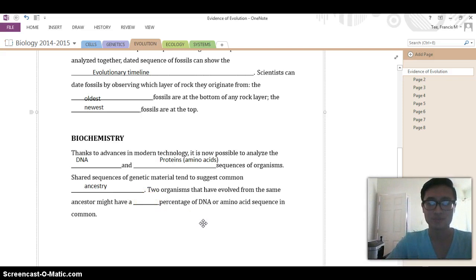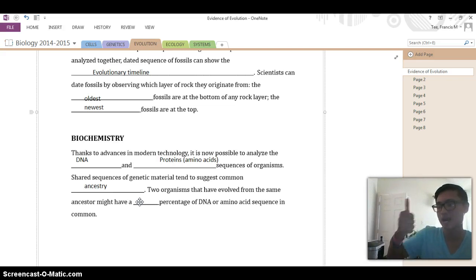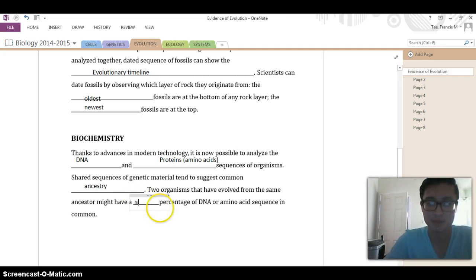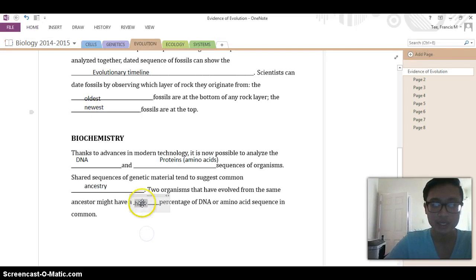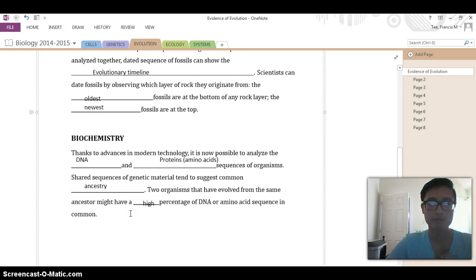Two organisms that evolved from the same ancestor, do you think the DNA percentage or amino acid percentage that's in common is going to be really high or really low? Now, if we're talking about having a very close ancestor, we expect a very high percentage. So a high percentage of DNA or a high percentage of amino acid sequence that's the same tells you that we expect a closer common ancestor, right? So let's go ahead and pause right here. We've talked about fossil records and biochemistry to support evidences of evolution.